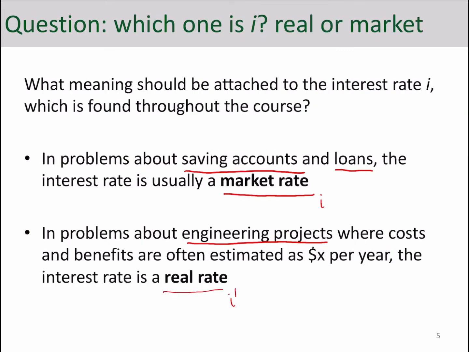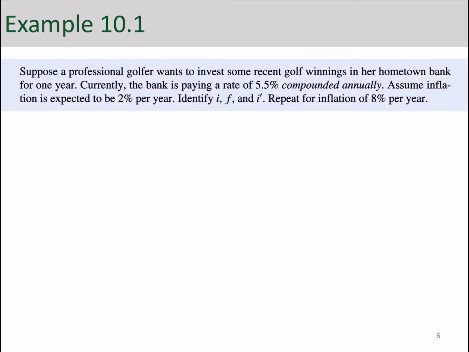Now, in order to clarify these definitions, let's take a look at one example. This one says, suppose a professional golfer wants to invest some recent golf winnings in her hometown bank for 1 year. Currently, the bank is paying a rate of 5.5% compounded annually. Assume inflation is expected to be 2% per year. Identify I, which is the market rate, F, which is the inflation, and I prime, which is the real rate. Repeat for inflation of 8%.